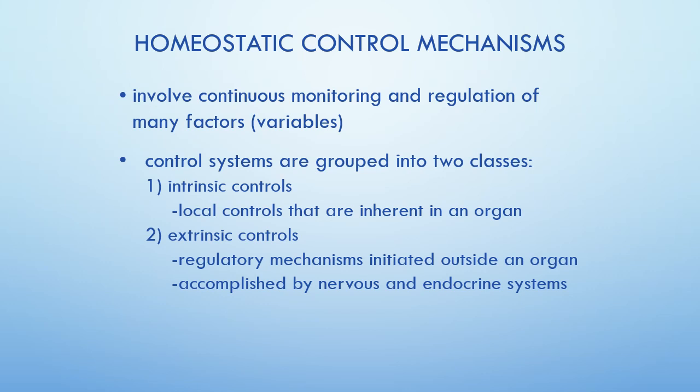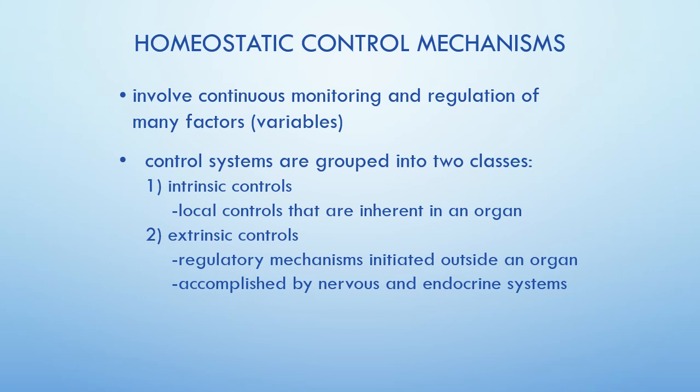And so we have kind of a couple of different ways that we can control things. We have intrinsic controls, and then we have extrinsic controls. Intrinsic controls occur, in a sense, within an organ itself. This is going to be things that are happening inside one organ. Everything is happening there. Everything from the receptor to the control to the effector, everything happens there.